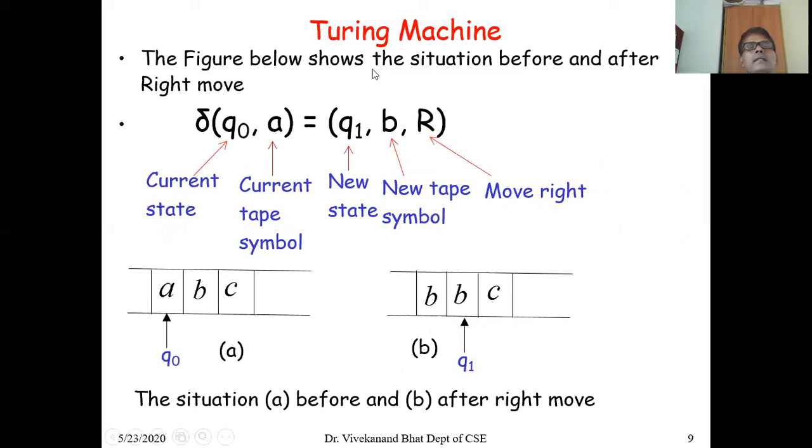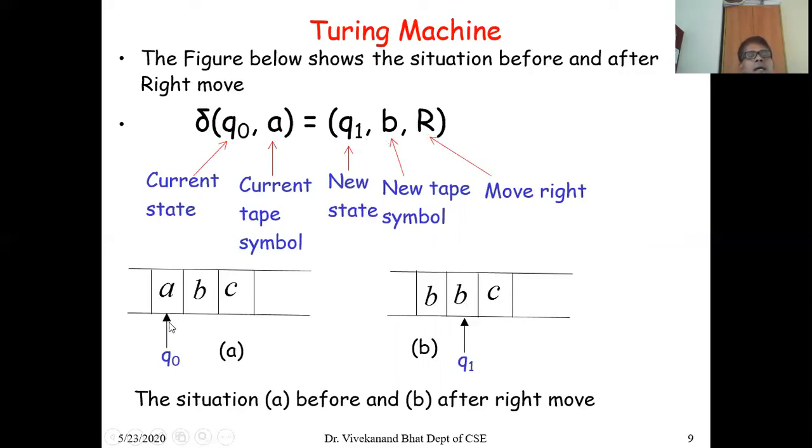So this is the transition function that we defined earlier. For example, the right move is defined as follows: delta Q0 A. Q0 is the current state and A is the current tape symbol. So we will get the new state Q1 and new tape symbol B. A is replaced by B and the head moves right. This is the move right notation R.